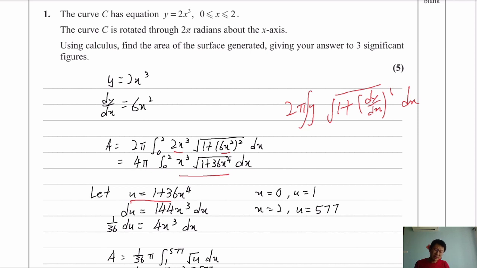So when we use the substitution, let u equal 1 plus 36x to the power 4, and du is 144x cubed. Just adjust a little bit for the constant. Instead of the 144, inside our integral we only have 4, so we just have to adjust. We only need 4x cubed, so 4x cubed is 1 over 36 du. And the next thing is that when we have x equal to 0 and 2 for the integral originally, we need to change that in terms of u, because now we use the substitution already.